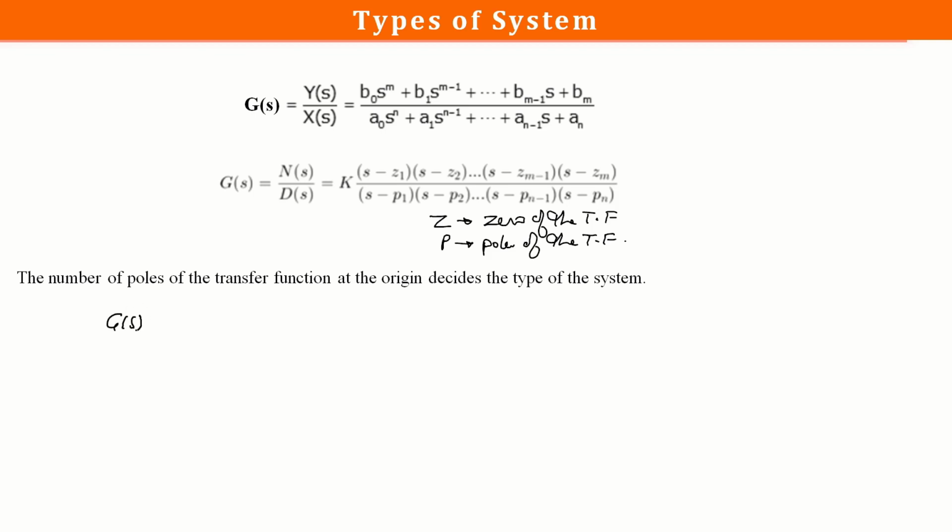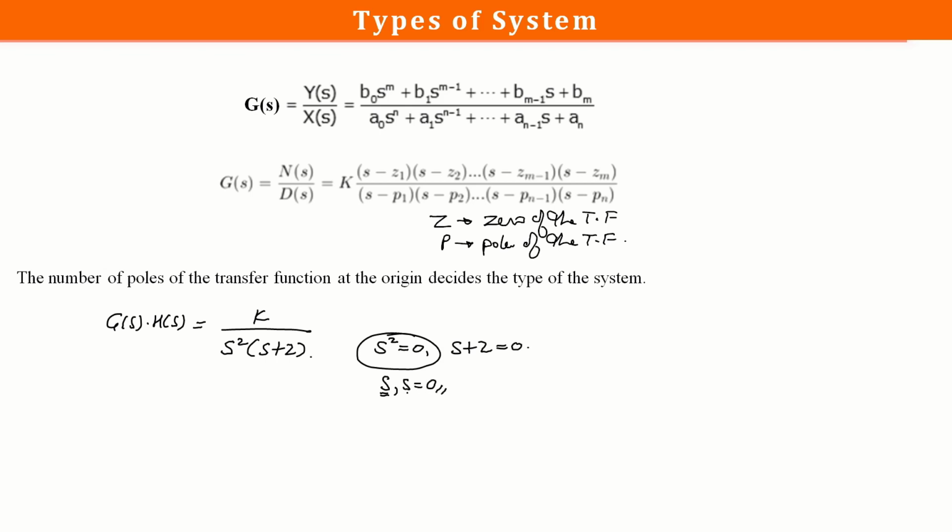Suppose we have G(s)H(s) equal to K by s square into (s + 2). Now in this transfer function, we have to determine how many poles we have at the origin. What we need to do is equate the s values in the denominator to 0. Here we will have s square equal to 0, and similarly s plus 2 equal to 0. From this equation we can say that we have two values of s at 0.